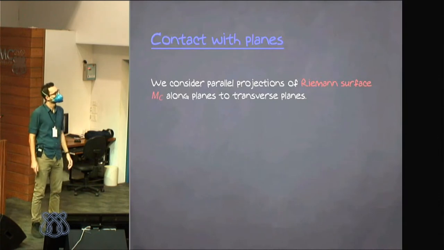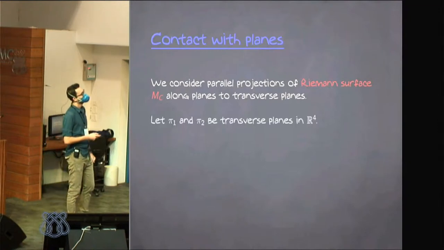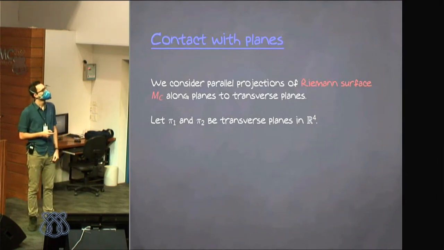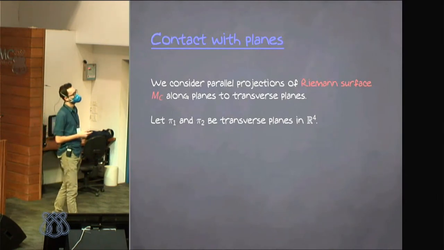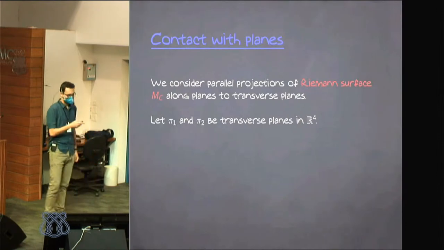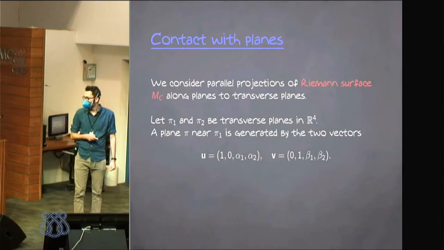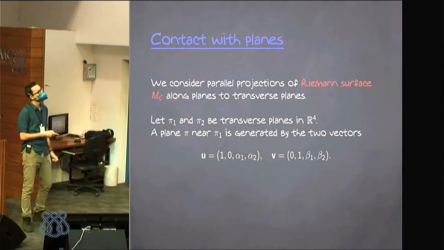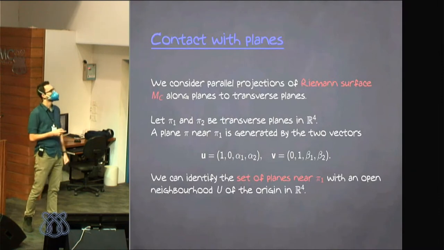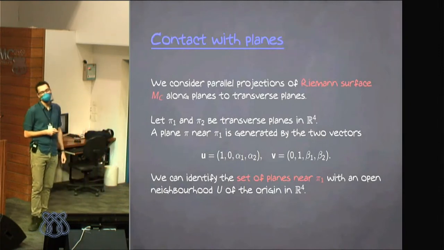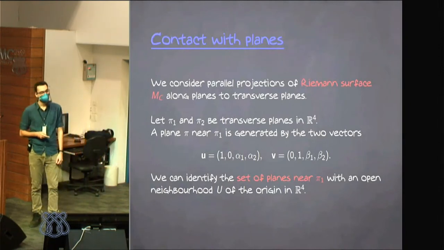Here I will construct this kind of projection, which is a little bit technical, so let's try to explain it. Let's consider here two transverse planes, pi 1 and pi 2, in R4. Let's consider one plane here, the first plane, generated by u and v. We have four parameters here, okay? And we identify the set of planes pi 1 with an open neighborhood U of the origin of R4. Okay?